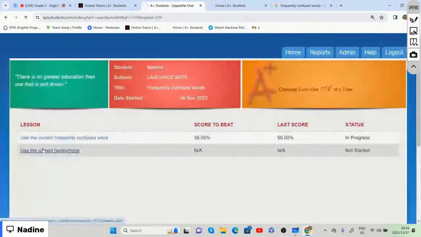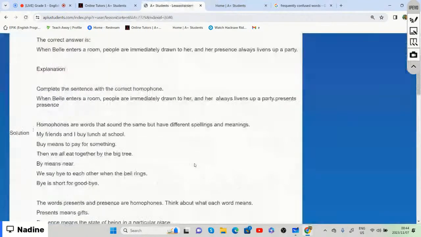And now we're going to use the correct homophones, right? And we said homophones are words that sound the same, but they have different spellings as well as meanings. So my friends and I buy lunch at school. So here we have the word buy, right? It's where you use your money and you give it to the shop owner and you receive something. It means you paid for something.